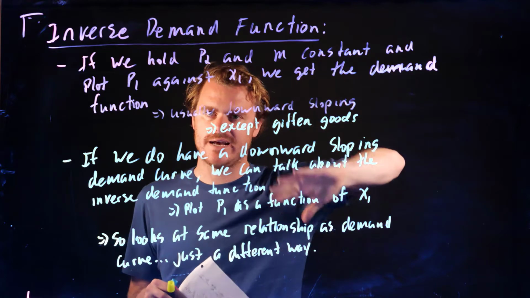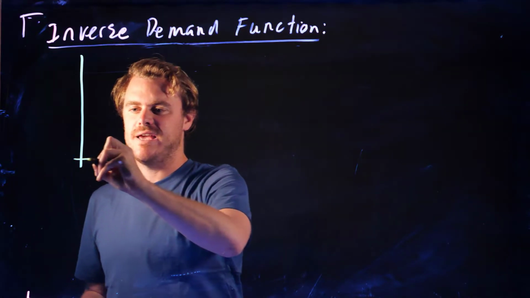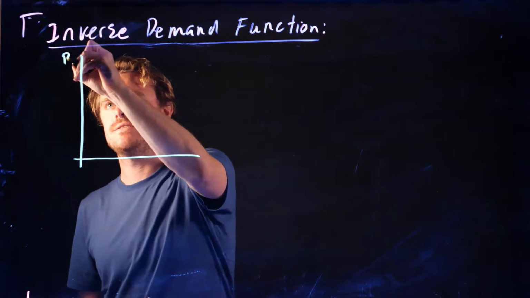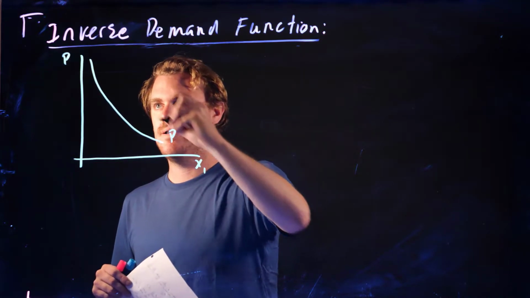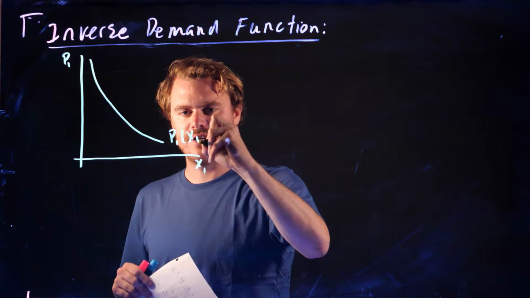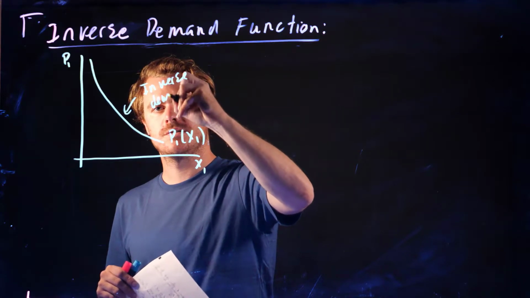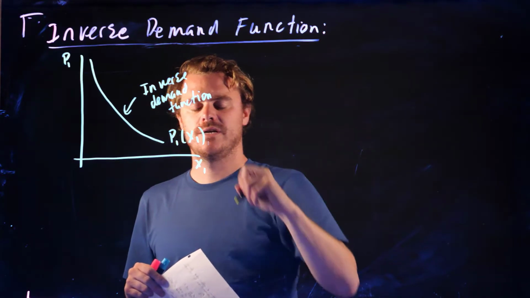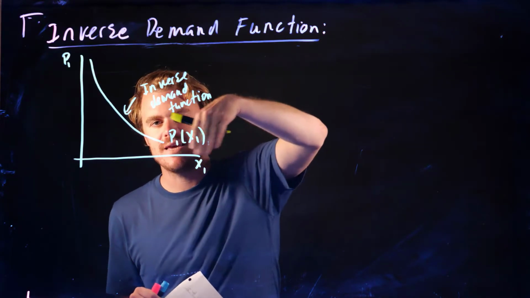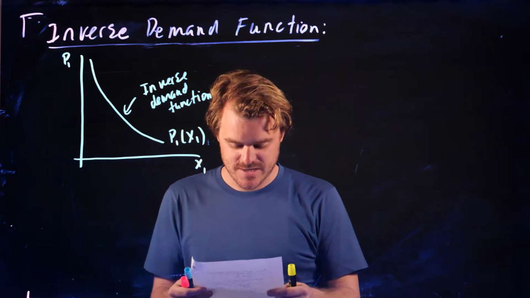So let's quickly erase this and give a quick example of what I mean by this. If we want to draw it out, it's the exact same. We have price up here and x1 here, and we're just drawing this relationship. And here now, we'll put price of 1. P1 is a function of x1, and this is what we might call the inverse demand function. So the inverse demand function is the same relationship, just looking at it from a different side, different side of the same coin, so to speak.